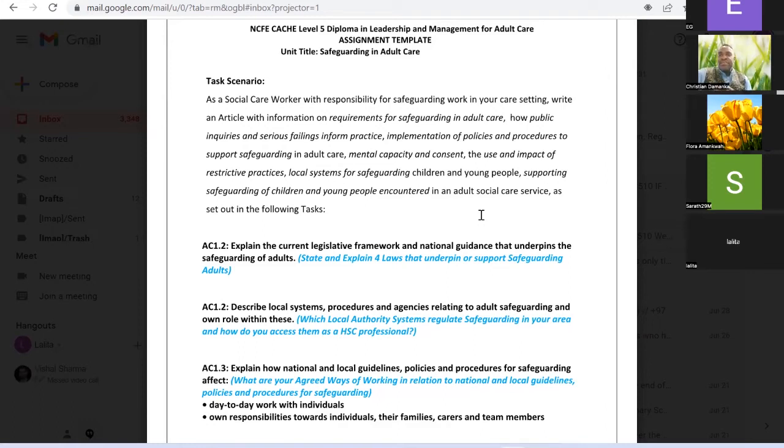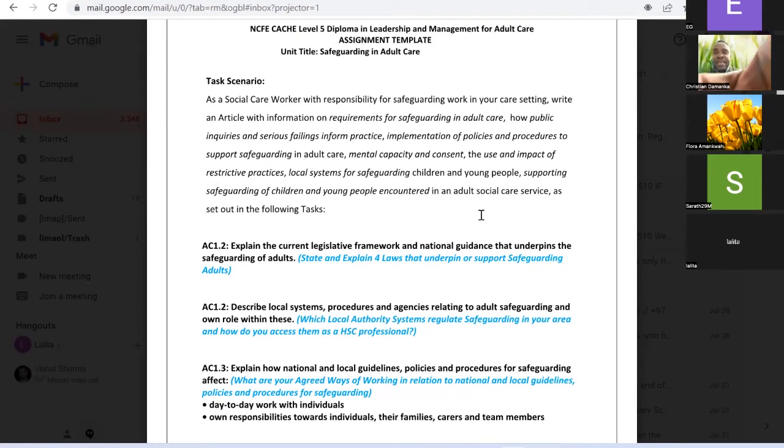So when it talks about national and local guidelines, policies, and procedures for safeguarding, which you are supposed to follow in your day-to-day work with individuals as a health and social care professional, I'm going to talk about what national laws the policies of my workplace are based on. For example, the health and safety policy, the safeguarding policy, the equality policy, or the data protection policy of your workplace is based on national guidance. National guidance is the law of the land. So you explain the law, and you talk about how it mandates you to do your work.